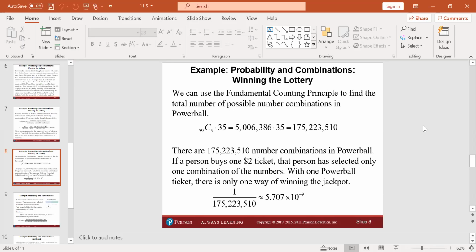Josh, what if I buy all 175,223,510 possible tickets? Well, there's a few flaws in your plan. First of all, if they're $2 a ticket, that's going to cost you more than $350 million. Well, how many of you have $350 million waiting around? Okay, Josh, well, how come Bill Gates doesn't do it?